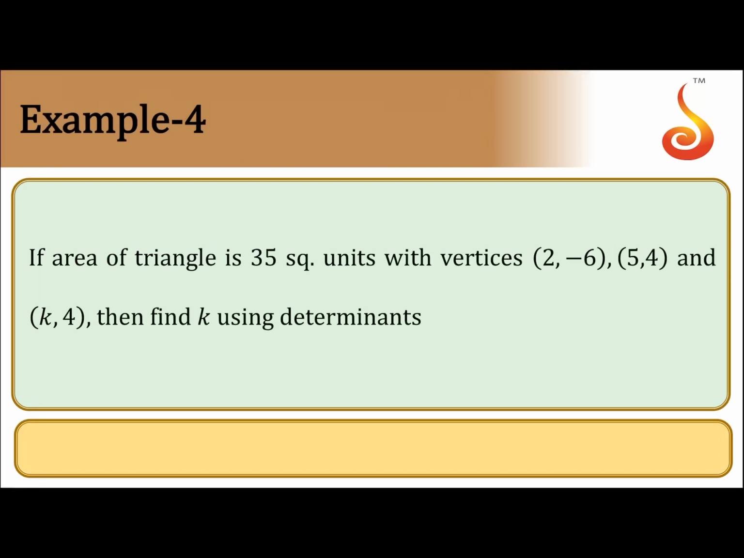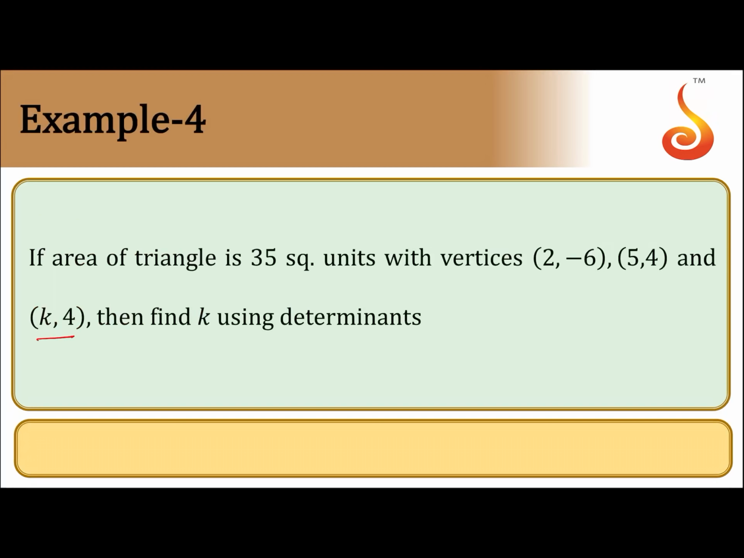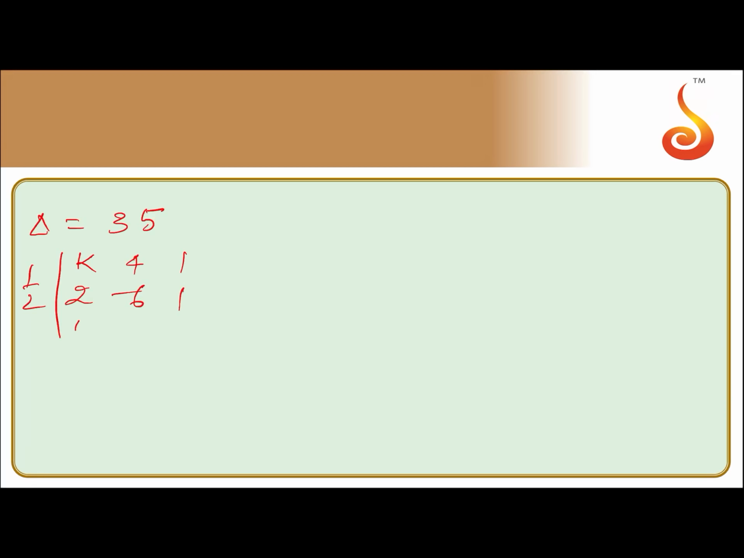Half of the determinant of the first coordinates, let me take up, this is the first coordinate, k, 4, 1, next 2, -6, 1, and 5, 4, 1, and that is equal to 35. After simplifying, take the 2 to the right side and expand. The area of the triangle is nothing but the absolute value of the determinant.